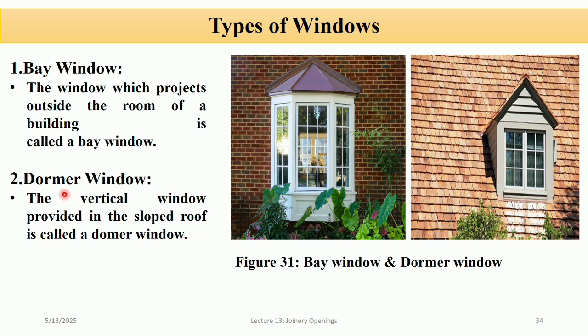Dormer window. So the vertical window provided in the slope roof is called a dormer window. You can see here in the figure, this is a dormer window, and we provide this window to provide natural light and ventilation to room under slope roofs, and it adds headroom and usable space in attics and it enhances exterior appearance of the building.